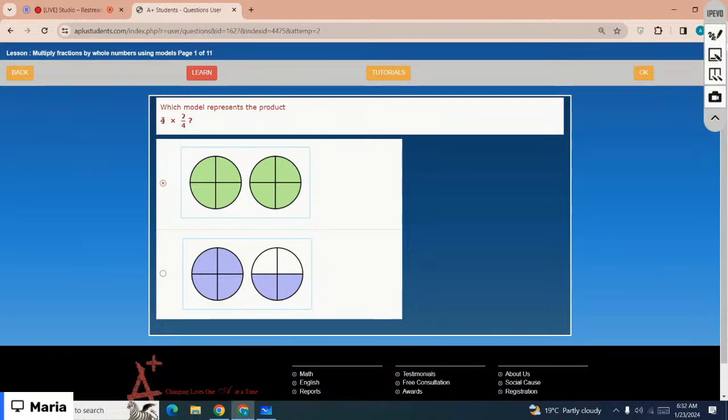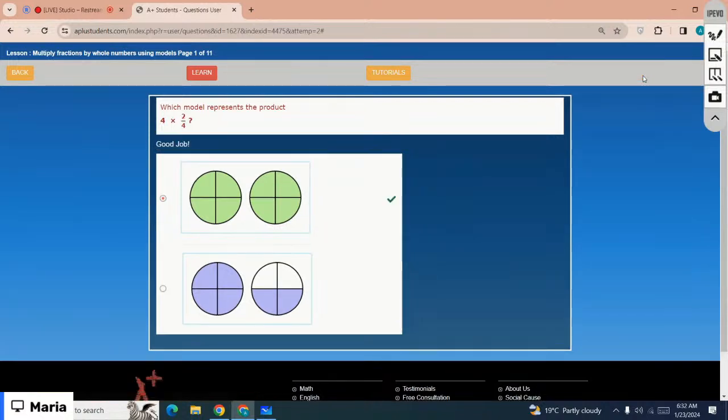How? Just look at the numerator, right? 4 and 2. 4 times 2 makes 8. No, option 1 is the correct one. 4 times 2 makes 8. That means all the 8 portions are colored. So option number 1 is the correct option. Got it?